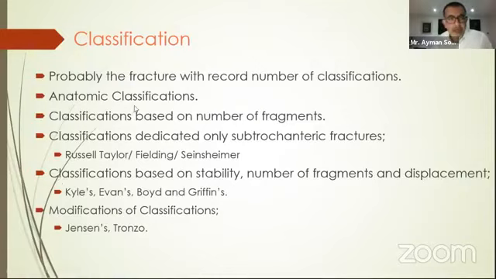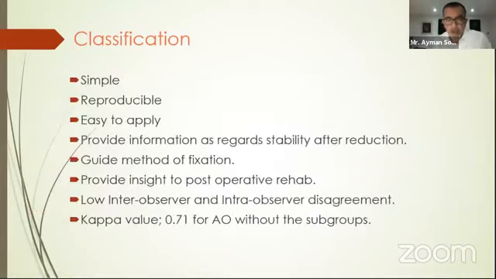There's anatomic classifications, there's classification by number of fragments, subtrochanteric classifications only, and the ones that I tend to like very much is classification based on stability and number of fragments. And there's also modifications of classifications. I'm going to talk about 3 classifications only.